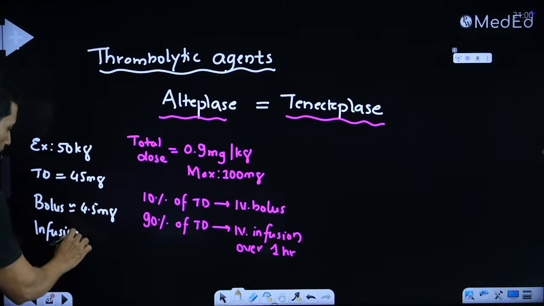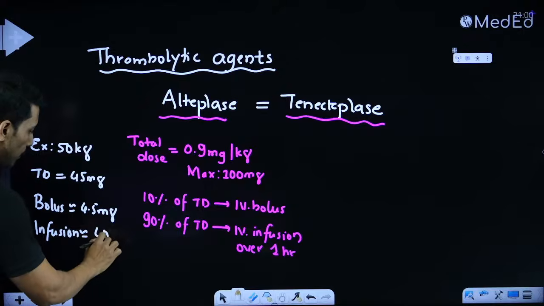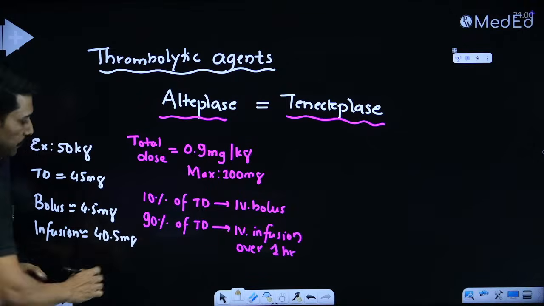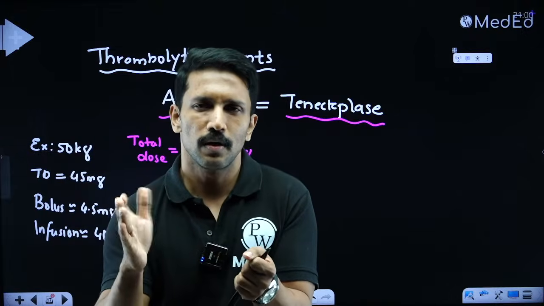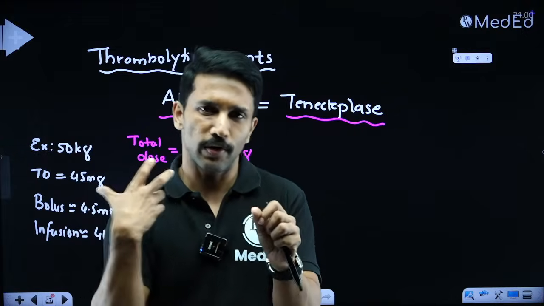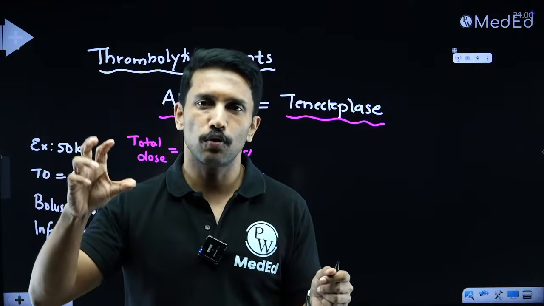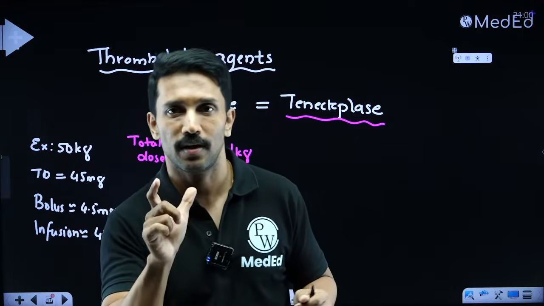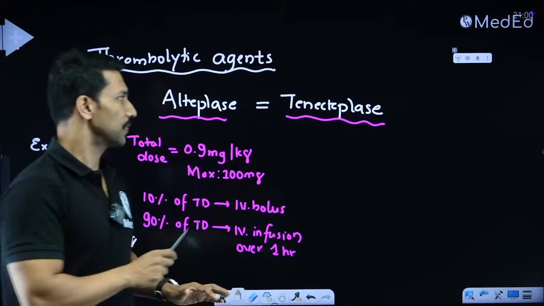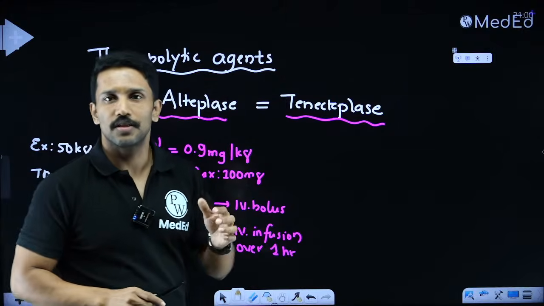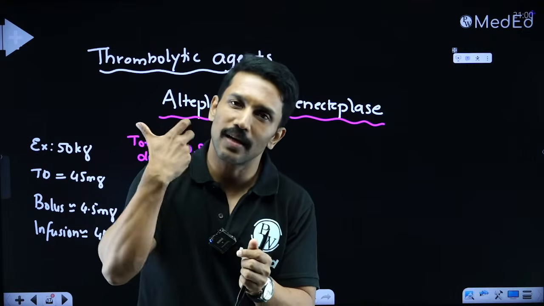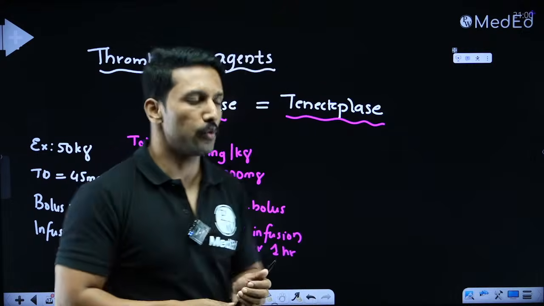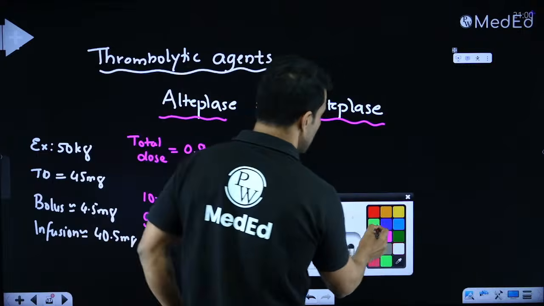Remaining 40.5 milligrams becomes the infusion dose. So you will just push 4.5 milligrams, or you can generalize and say I will push 5 milligrams as the bolus, and the remaining 40 milligrams I have to run as an infusion over the next 1 hour. Quite cumbersome. The advantage of tenecteplase lies here. The total dose that we calculate for tenecteplase can be administered as bolus. You don't have to run the infusion. So that makes it much easier, right?